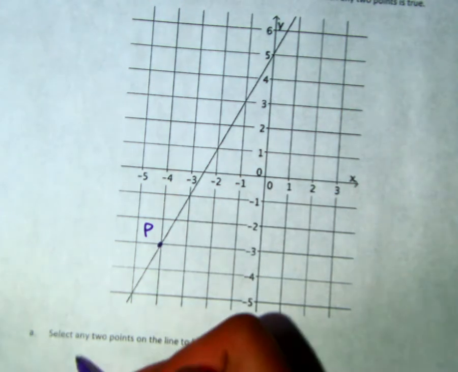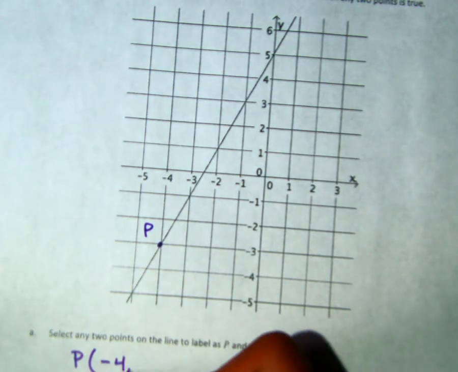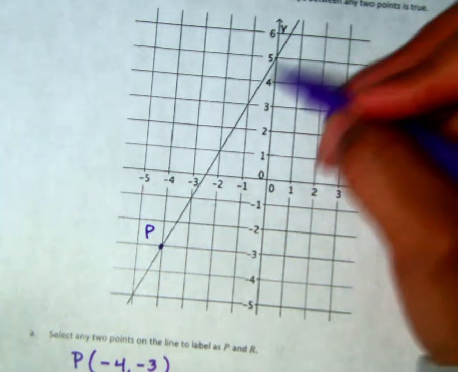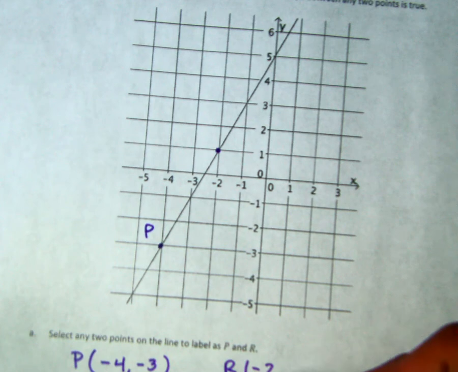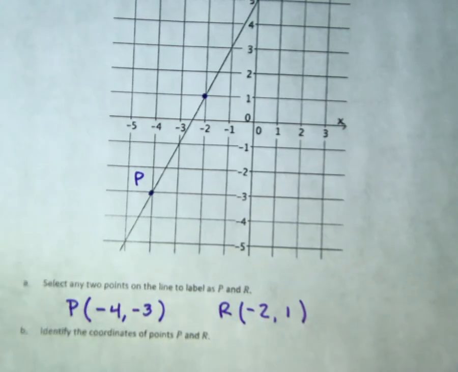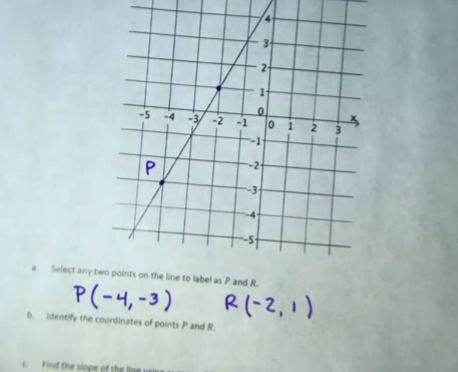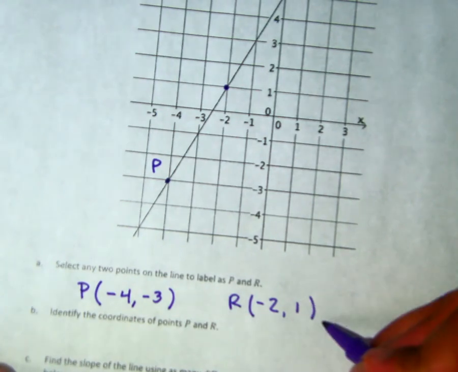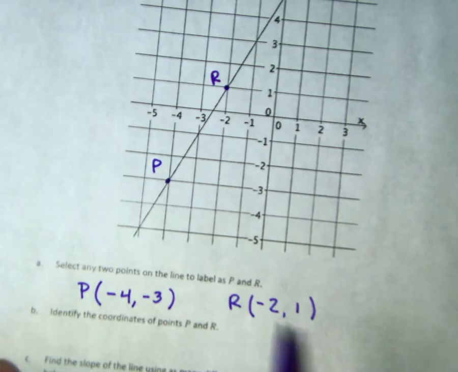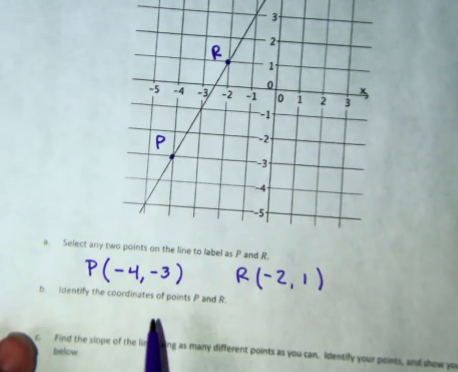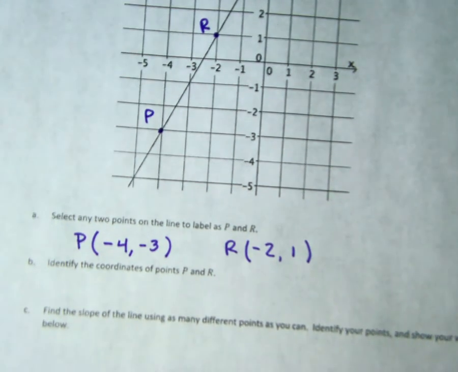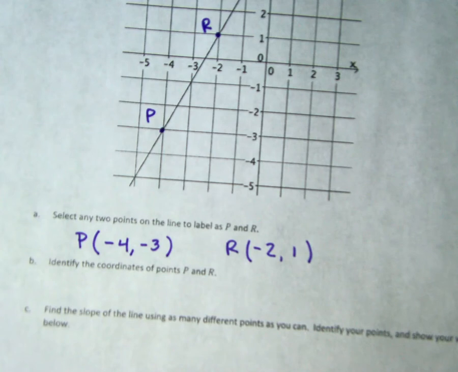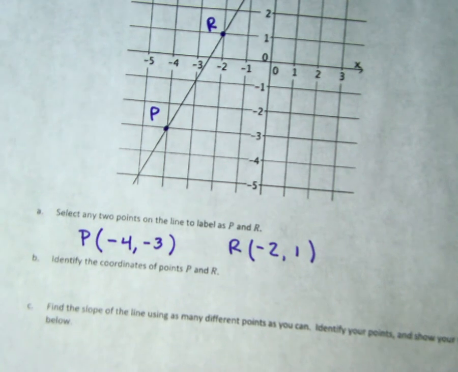I'm going to label my point P at (-4, -3). And I'm going to label my point R at (-2, 1). Identify the coordinates of P and R. So I've already done that in my step A at the top. Make sure that you've done that in your part B in your packet. Question C, let's find the slope of the line using as many points as you can. Identify your points and show your work below.